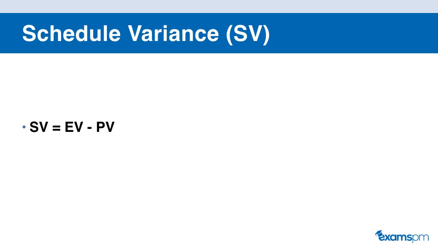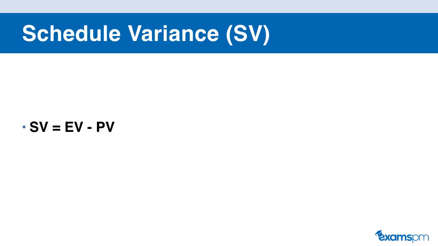Similarly, the next formula is schedule variance, or SV. We compute the schedule variance by using the earned value, and then we subtract the planned value. So the schedule variance will tell us whether we are ahead of schedule or behind schedule. If the schedule variance is a positive number, that means that we're ahead of schedule, which is good. And if the schedule variance is a negative number, then that means that we're behind schedule, which is bad. If it's zero, that means that we're right on target.